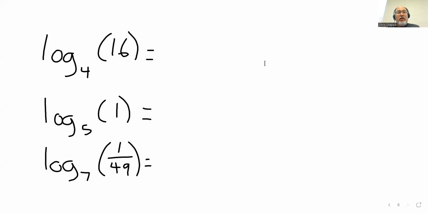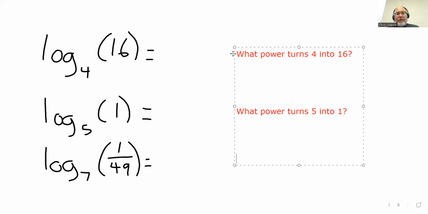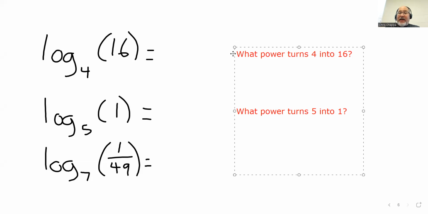Log base 4 of 16 is asking what power turns 4 into 16. What question is log base 5 of 1 asking? It's asking what power turns the base 5 into the argument 1. And what question is log base 7 of 1 over 49 asking? It's asking what power turns the base 7 into the argument 1 over 49.